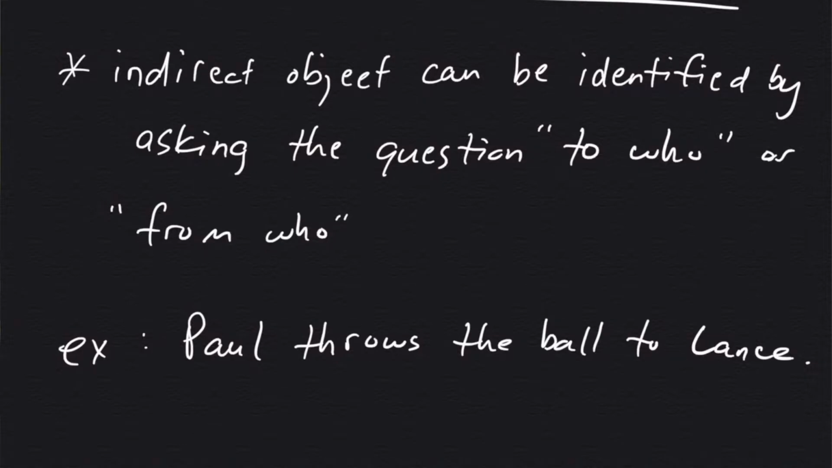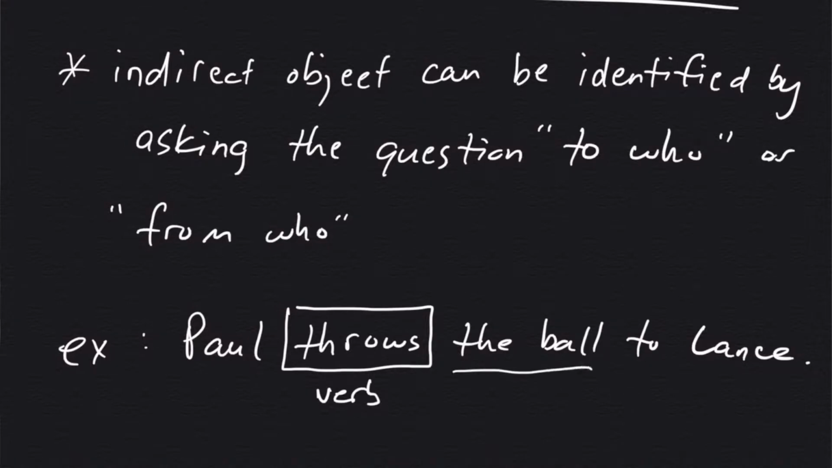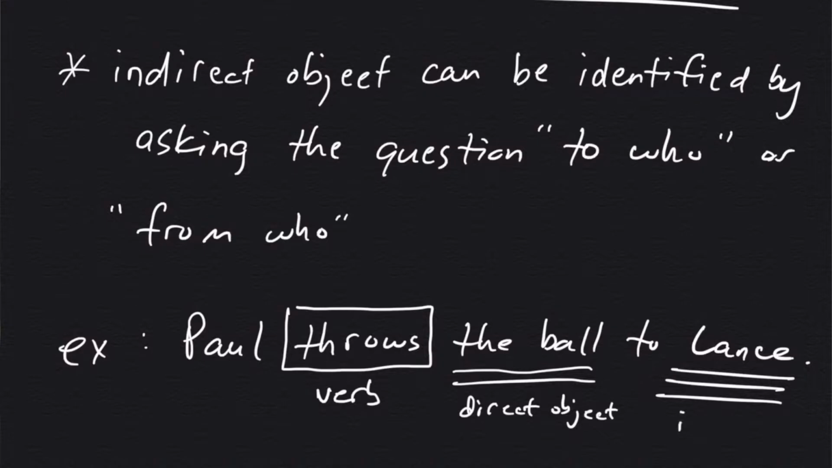Okay, so in this sentence, again, what I'm going to do is identify my verb first, which is throws. That's my verb. Previously, when we did this sentence, we identified the ball as my direct object. So now if I use this question, to who or from who, to who did the ball get thrown? It's going to be to Lance. So Lance is now my indirect object.